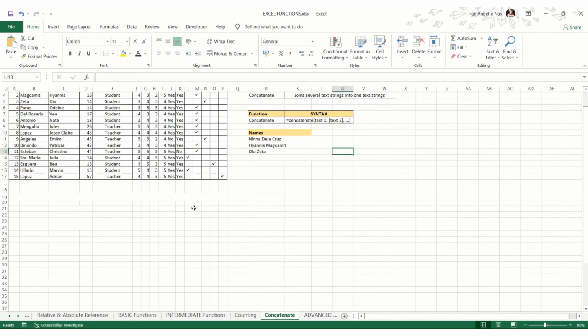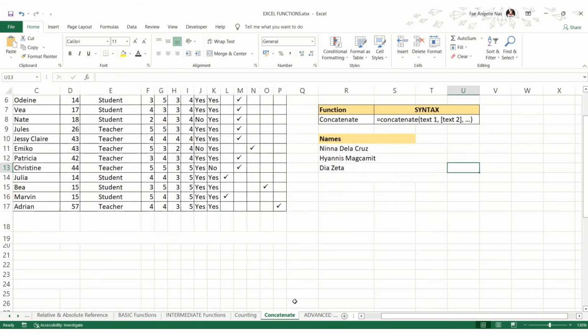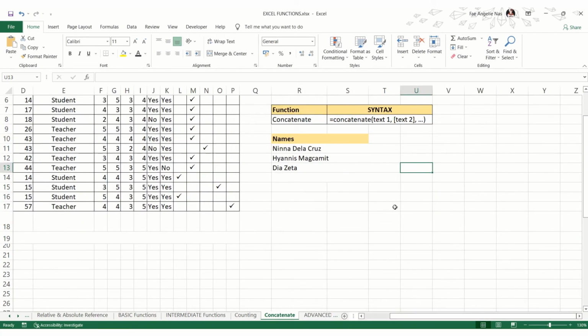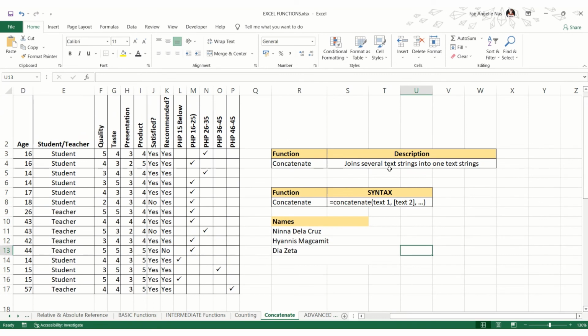So next we have the CONCATENATE function. When we say concatenate, CONCATENATE joins several text strings into one text string. To do a concatenate, we use the following syntax. Equal sign, followed by the function name CONCATENATE, then open parenthesis, then text 1 or cell value 1, and then cell value 2.